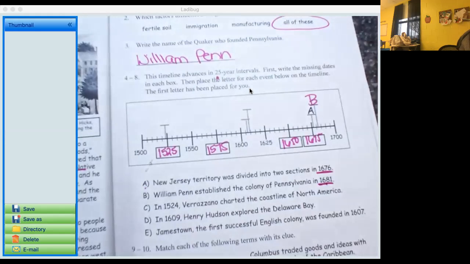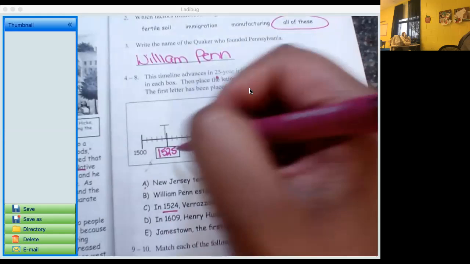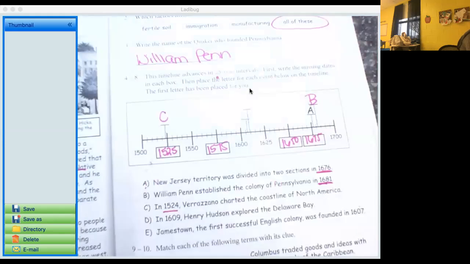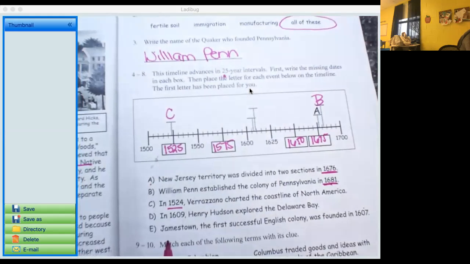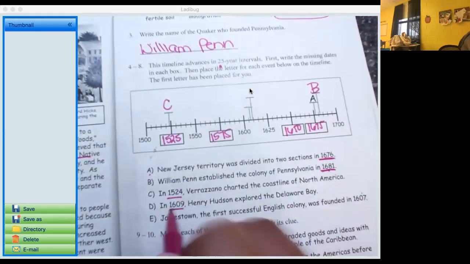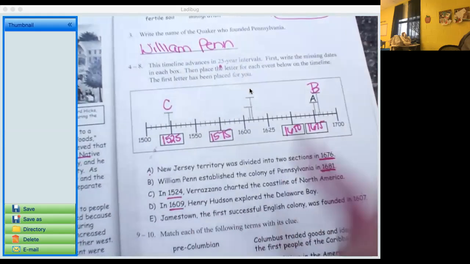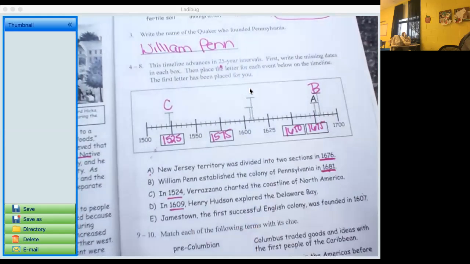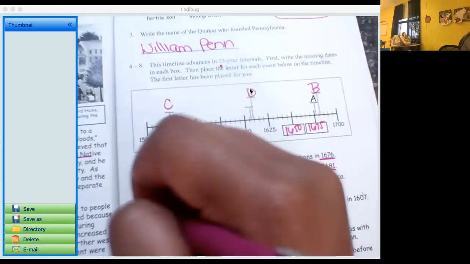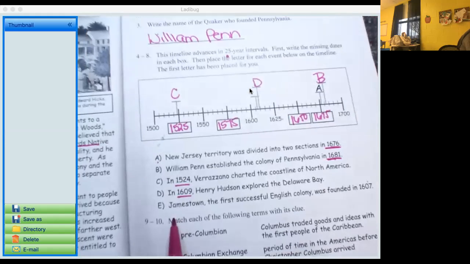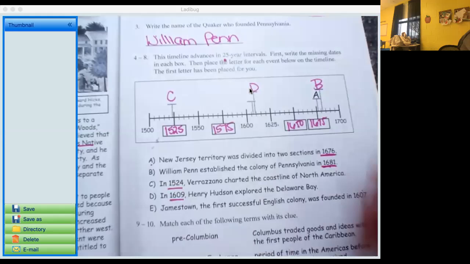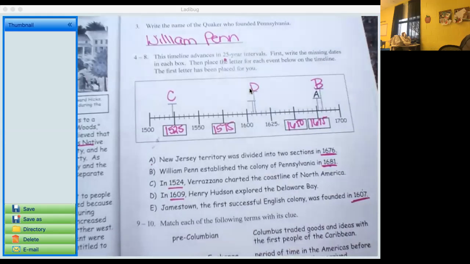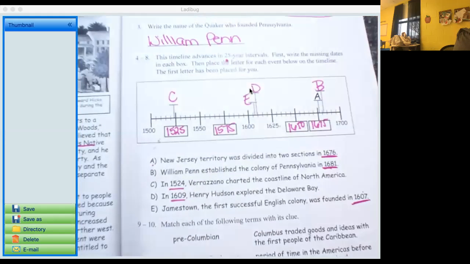Okay, C. In 1524, Verrazano charted the coastline of North America. So I'm going to go all the way back to 1524, which is 1 year before 1525. Put my C right there. D. In 1609, Henry Hudson explored the Delaware Bay. So 1609 is going to come between 1600 and 1625. Okay, so I'm going to put it right here. And last one, E, Jamestown, the first successful English colony, was founded in 1607, which is going to come right before 1609. So this is what our timeline should look like.